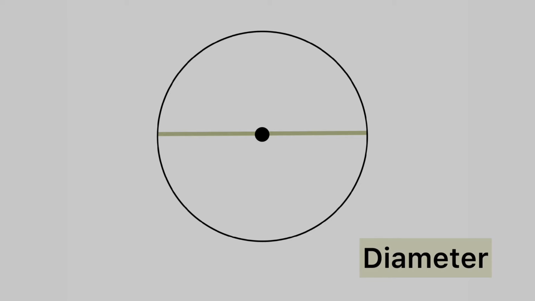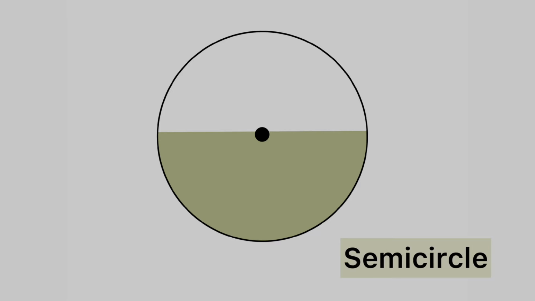Some parts of a circle are the center, which is the middle part of the circle. All points that form the shape are at the same distance from it. Radius, which is the distance between the points and the center. The diameter, which is a chord passing through the center of the circle and measures double the radius. A semicircle is half of the circle.